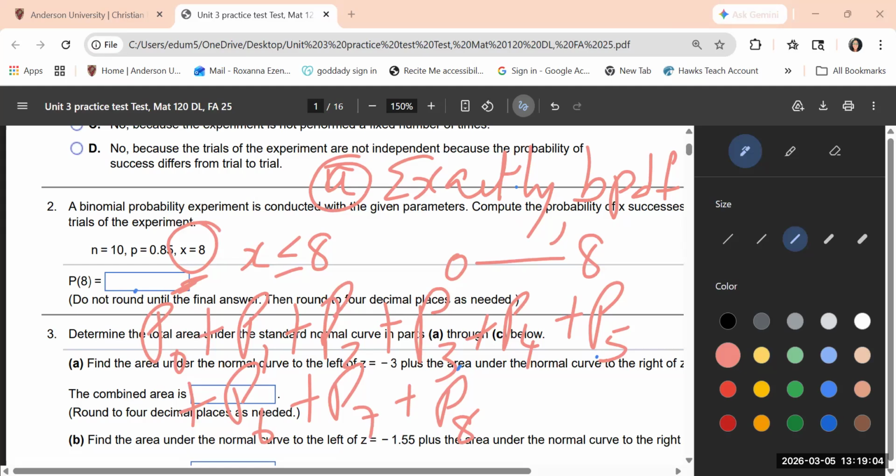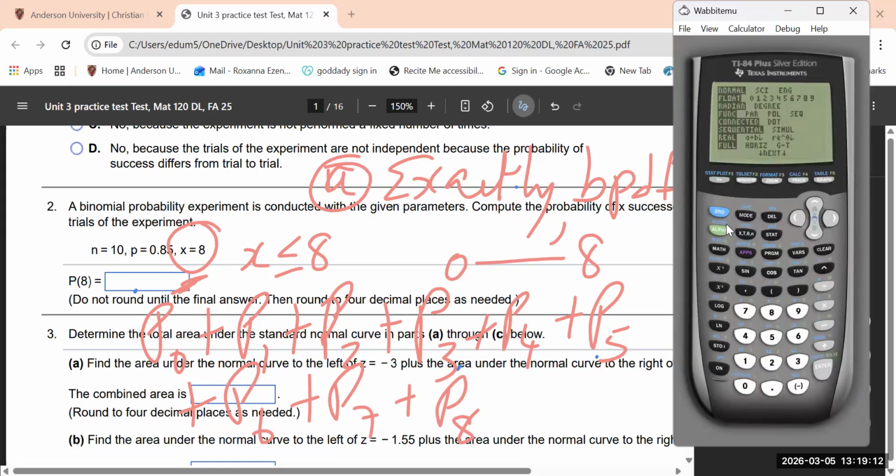So I'm just going to get my calculator and calculate the probability that the random variable is greater than 8. So 1 minus binomial CDF, so second distribution, binomial cumulative density function.